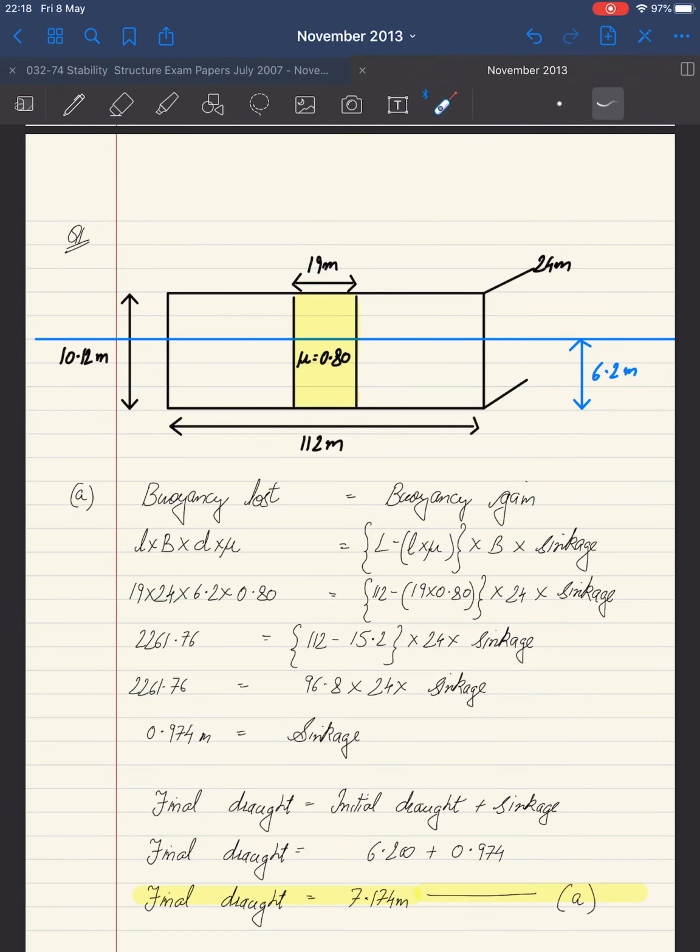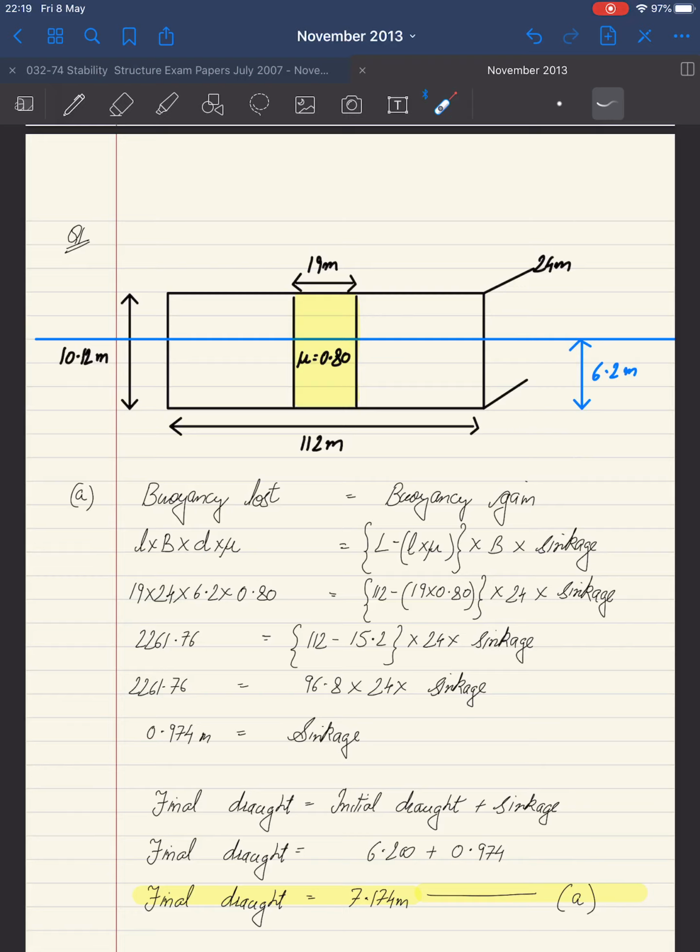We'll first make the drawing. So this is the box-shaped vessel. The length of the vessel was given as 112 meters. So this is the length of the vessel. The breadth of the vessel was given as 24 meters. So this is the breadth of the vessel. The depth of the vessel was given as 10.12 meters. So this is the depth of the vessel.